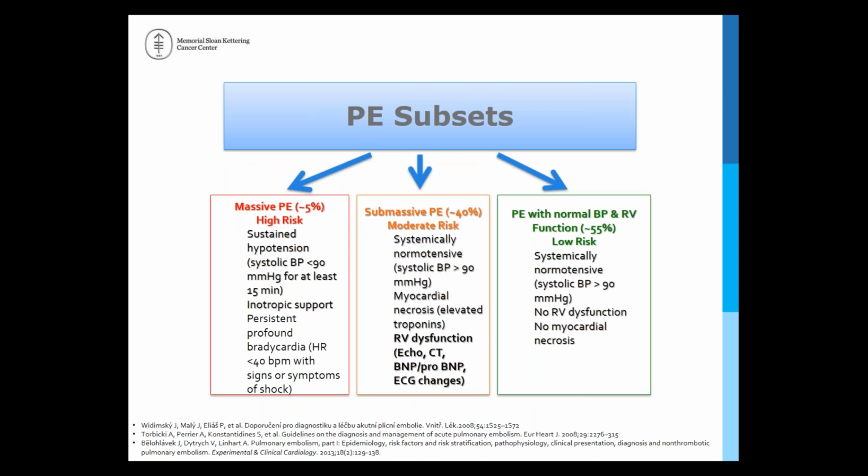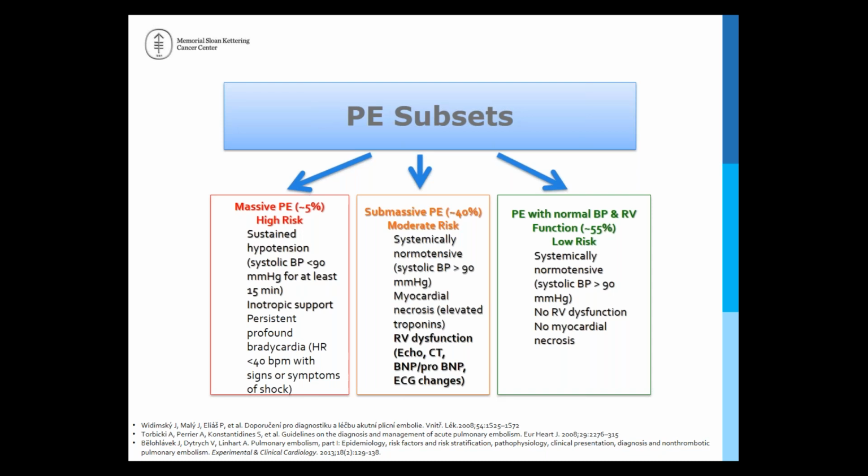There is massive PE, which is a small number of patients, and these are considered our high-risk patients. They're about 5% of patients. These patients present with sustained hypotension, or they require vasopressors, or they could have such severe bradycardia that they have symptoms related to the bradycardia, meaning they have signs or symptoms of shock. So these are the patients with PE with hemodynamic compromise.